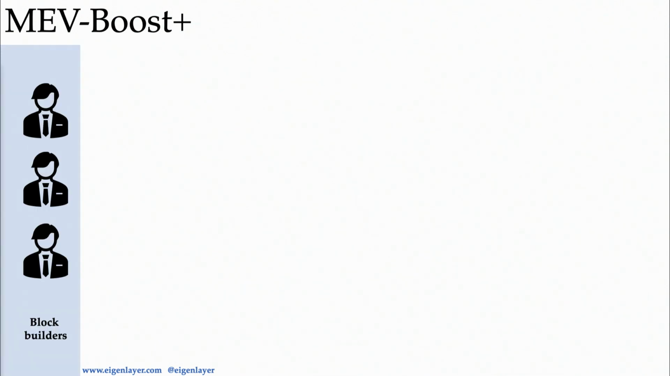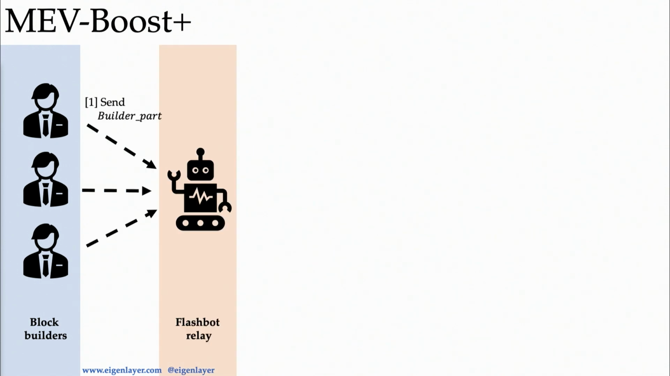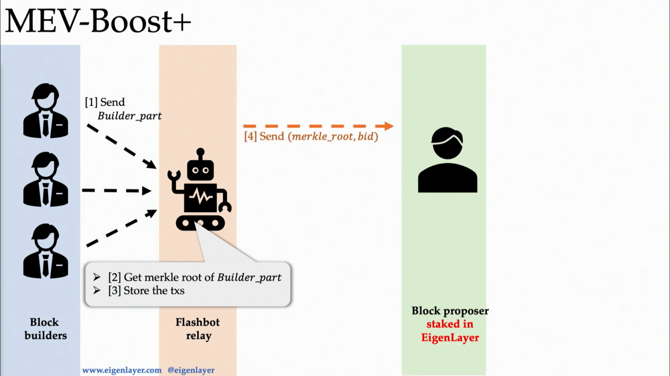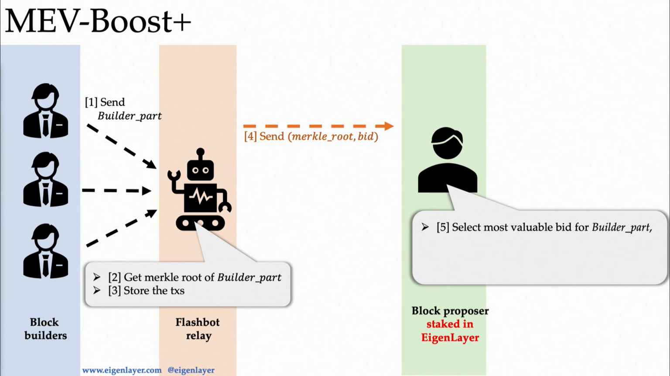So let's just go over the flow again. Block builders come up with a block. They send the builder part to the relay. The relay basically takes some kind of a commitment of this builder part. It stores the transactions and sends the Merkle root of this builder part to the block proposer. Block proposer selects the highest valuable bid.